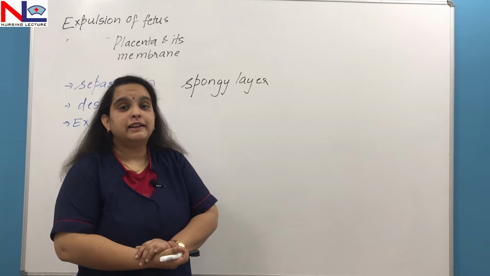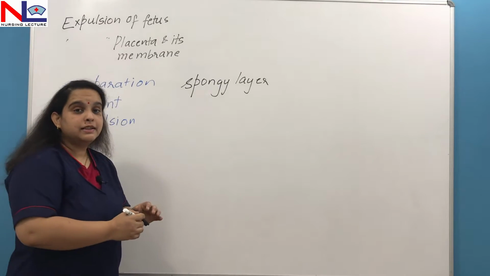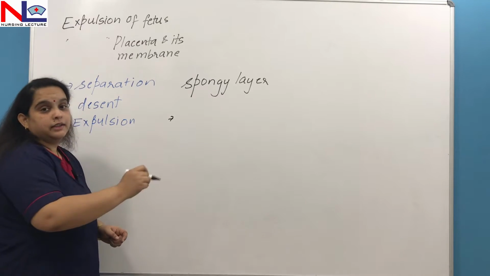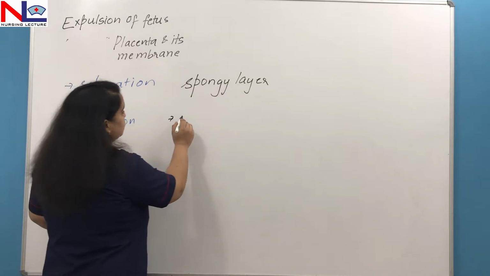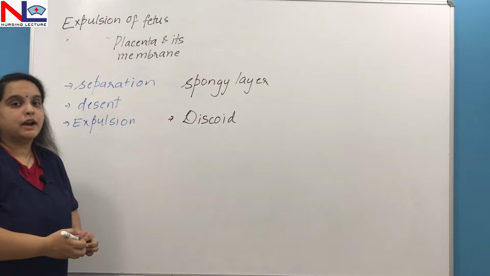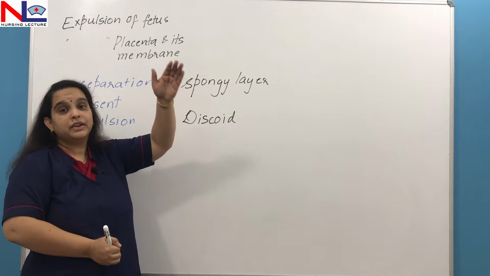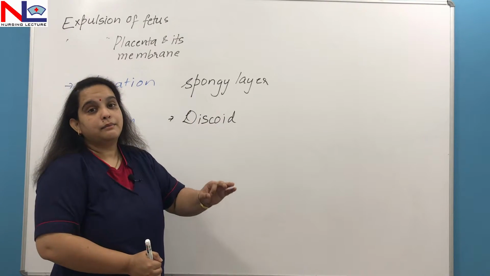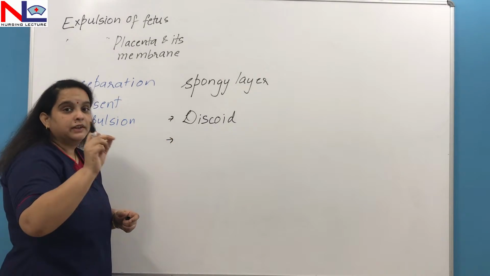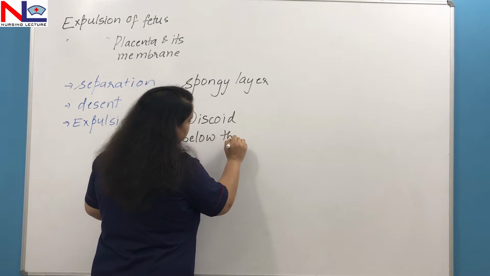So how can we clinically identify that the placenta has not separated yet? There are a few signs. What are the signs before separation? Firstly, the shape of the uterus has become discoid, right? Once the fetus is expelled out, the height of the fundus is reduced, and it just comes below the umbilicus. One important thing, the fundal height remains below the umbilicus. Very important, below the umbilicus.